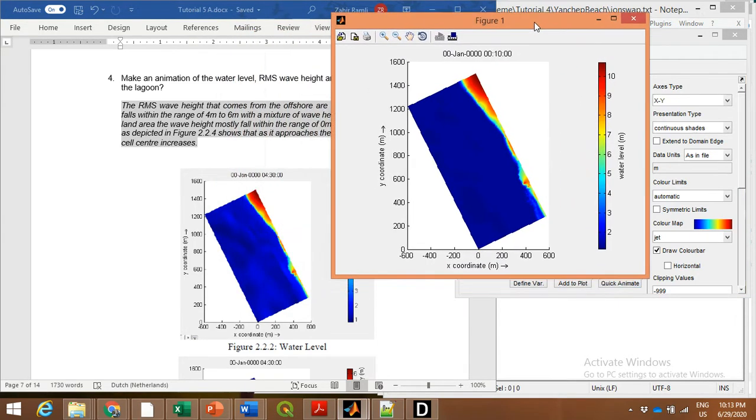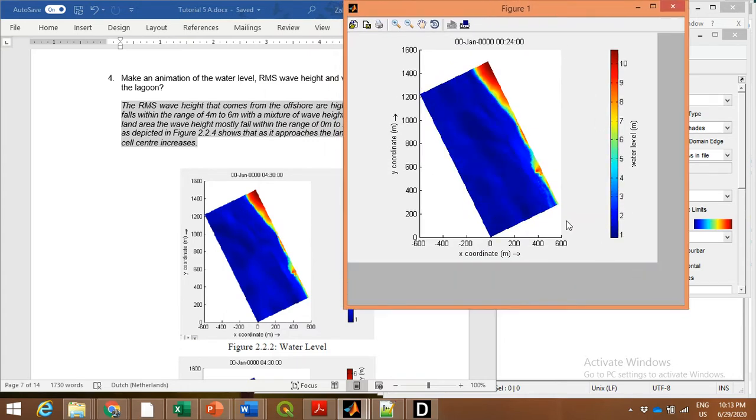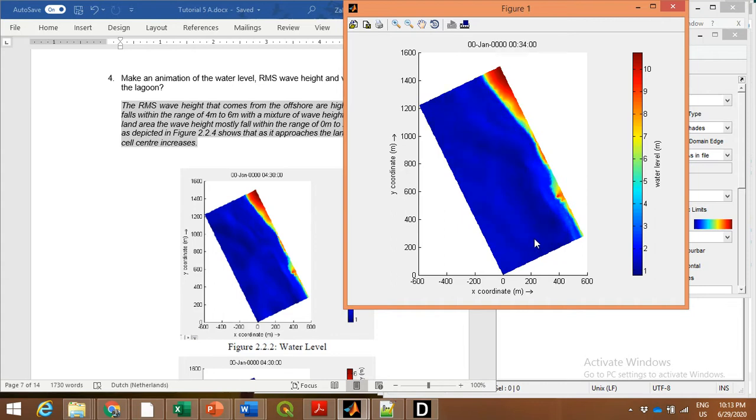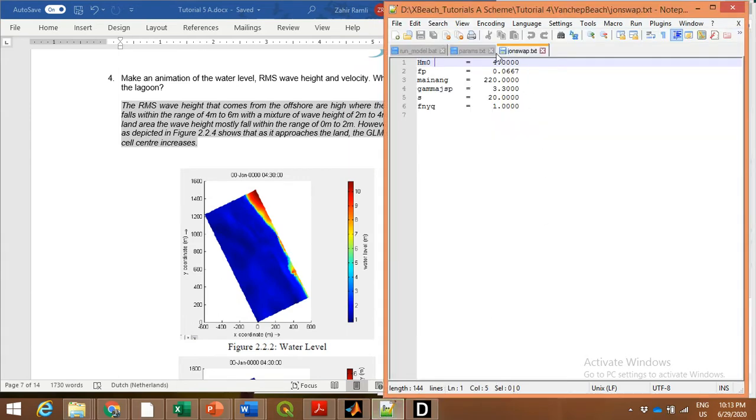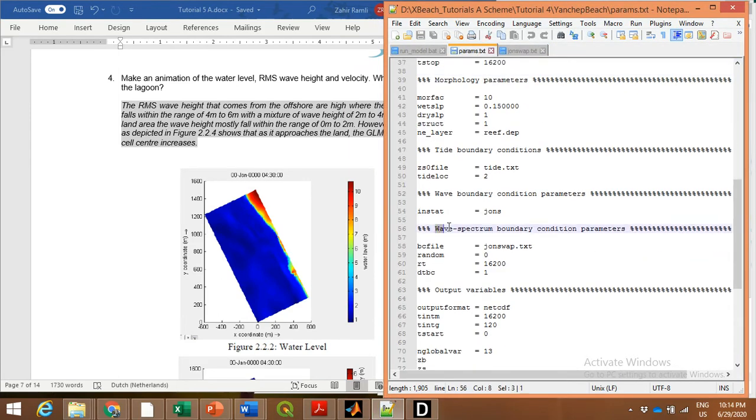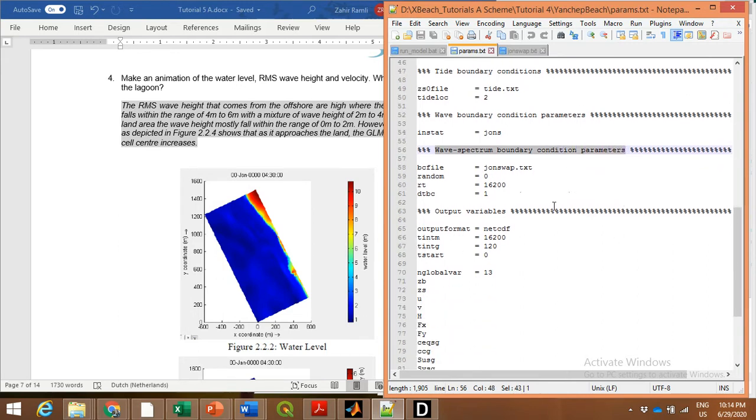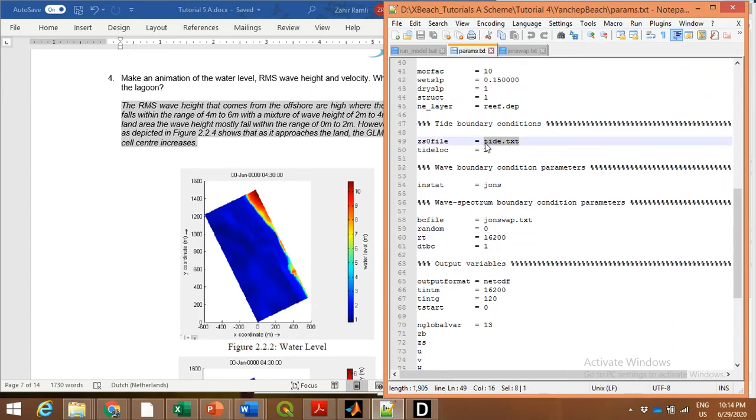See? In the animation, you can observe the wave group happening here, meaning that this is not stationary because of the wave group of the Jonswap wave spectrum. Okay, the water level is increasing, and of course they have two types. The tide location is equal to 2. How do I know this? You can observe from the params. See here, wave spectrum boundary condition parameters, jonswap.txt, and then the other tide.txt. Meaning the tide also changes according to time.